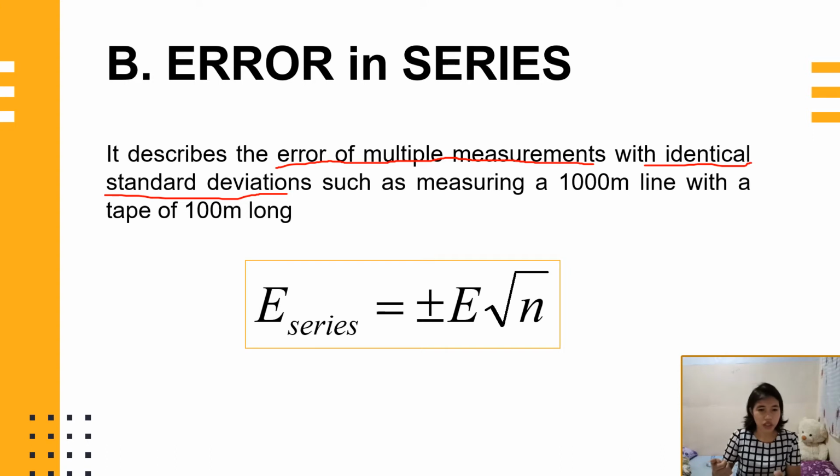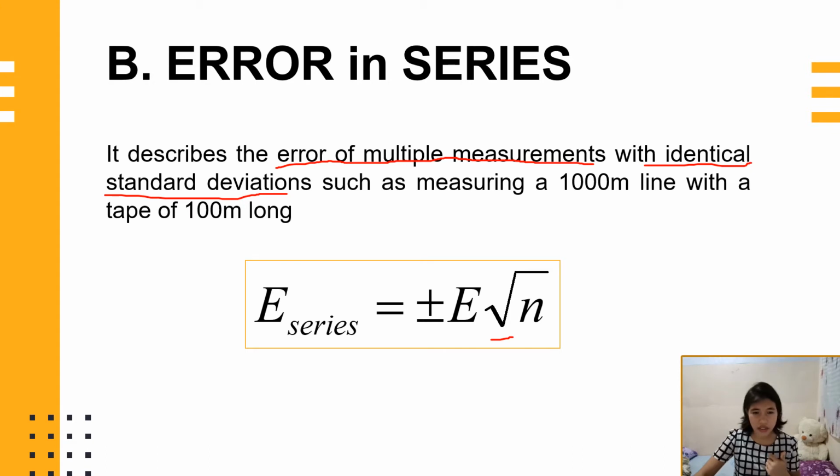So, the answer is, kailangan siyang maging square root because we are dealing with the positive and negative values. Pwede lang sanang 0.02 plus 0.02 plus 0.02, di ba, para maging error of the sum. But we are dealing with the positive and negative values, and multiple individual measurements naman with identical standard deviation, so we can use this formula.